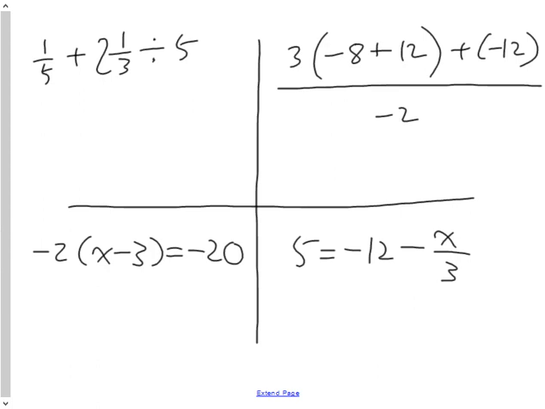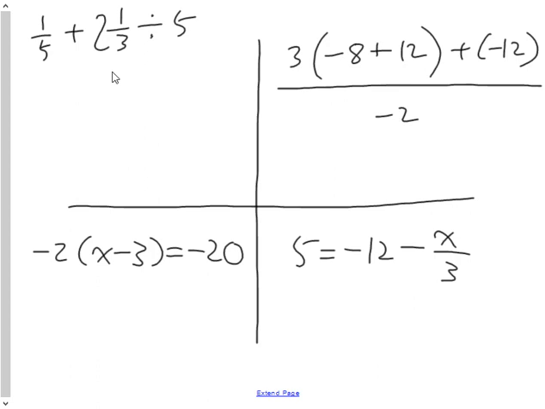Okay, this is a grade 8 reach back, 4 questions, one from fractions, one from integers, and 2 from chapter 10 that we just finished on algebra. So the first question says 1/5 plus 2 1/3 divided by 5. Now, of course, there's 2 operations in this expression. The first one we have to solve, according to BEDMAS, would be our division.